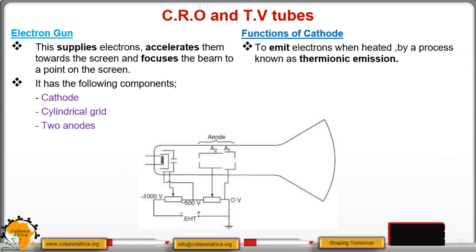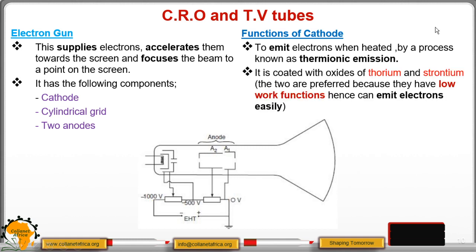So what are the functions of the cathode? The cathode, when it is heated by the filament, emits electrons. In other words, the cathode supplies electrons through the process of thermionic emission. The cathode is coated with thorium and strontium oxides, which have a low work function. As we have seen earlier, the work function is the minimum amount of energy required for electrons to be emitted. So if this energy is low, the electrons will be emitted easily.